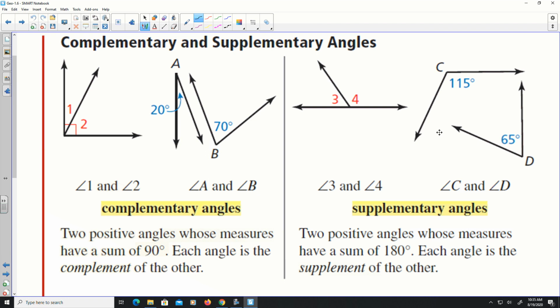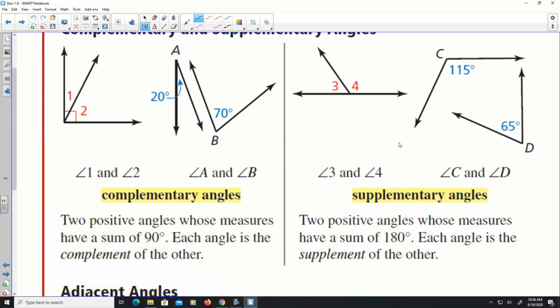Same thing goes for supplementary. The only difference is that the sum of these two angles is going to be 180 degrees. They could be together, like they are in angles 3 and 4, or separated, like angle C and angle D. As long as they add up to 180, they are supplementary.